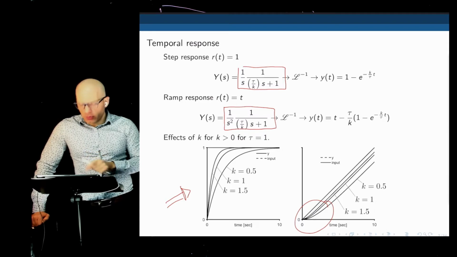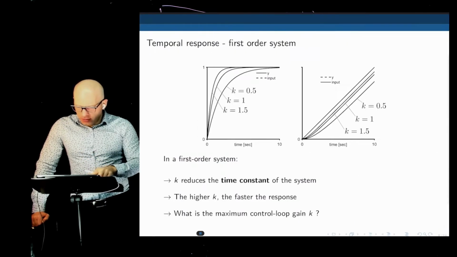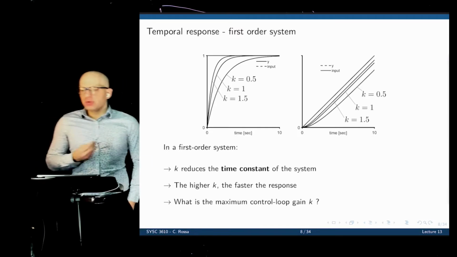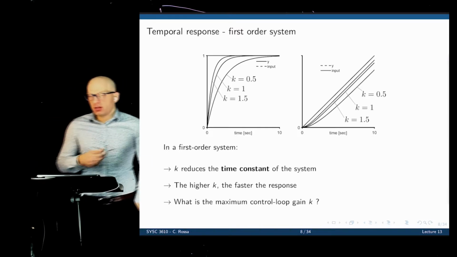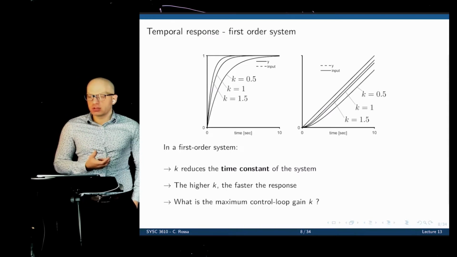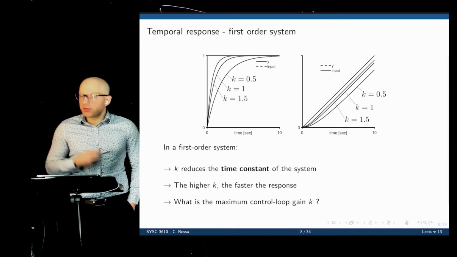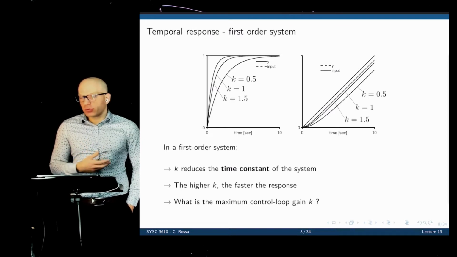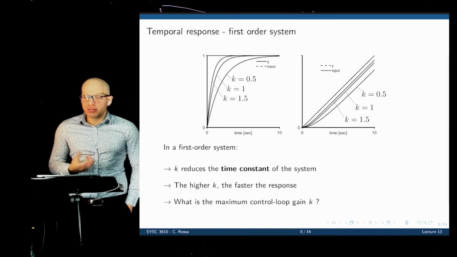No? Okay, so that's what happens to a first order system. The value of this control gain reduces the time constant. The higher K, the faster the response. What is the maximum control gain K? Theoretically, there is no limit. Physically, we need to watch for saturations in the system and the limitations of our hardware. But in theory, there would be no limitation.